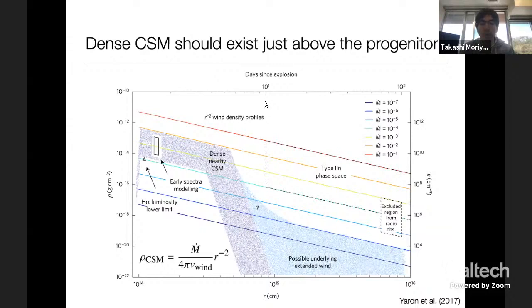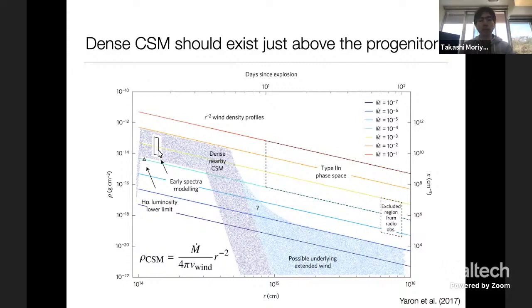Somehow, above the 10 to the 15 centimeter, they also have radio observation for this object, so it's consistent with the standard mass loss we discussed so far. But within 10 to the 15 centimeter, somehow this circumstellar matter density is getting extremely high, and this seems to be happening within decades before the explosion. So that was a big hint.